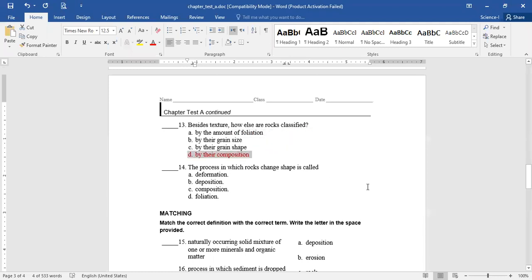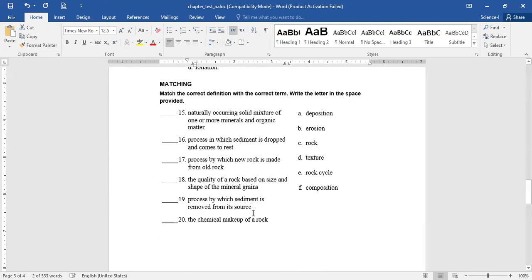Question 14. The process in which rocks change shape is called, the process in which the rock changes its shape. So we call this. What about the others? Okay. Let's find here. Zaina, could you share us, please? Yes. Question 14. The process in which rocks change shape is called deformation. Deformation, good. Okay. So deformation.